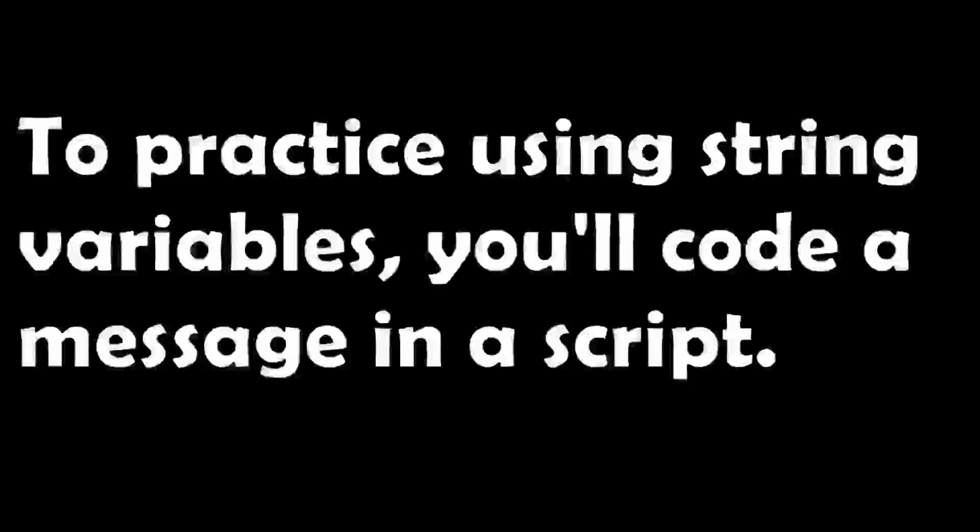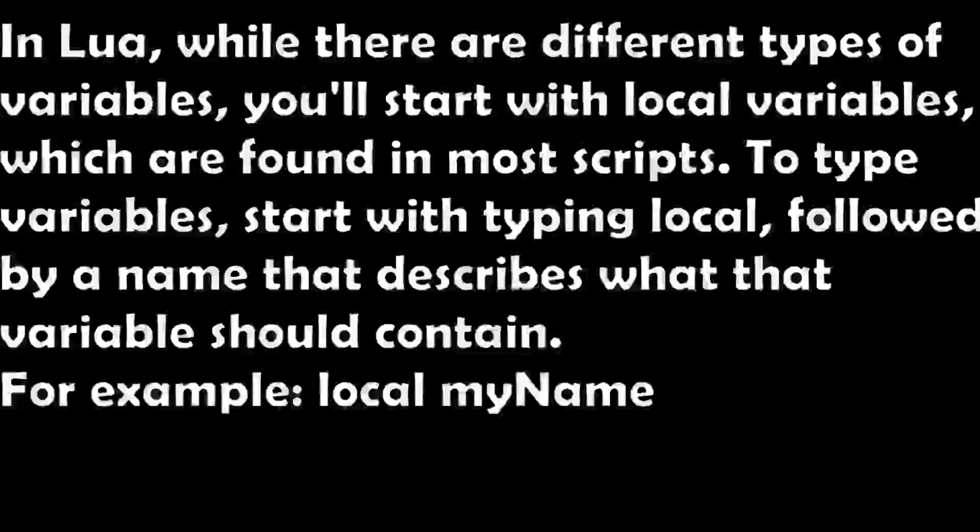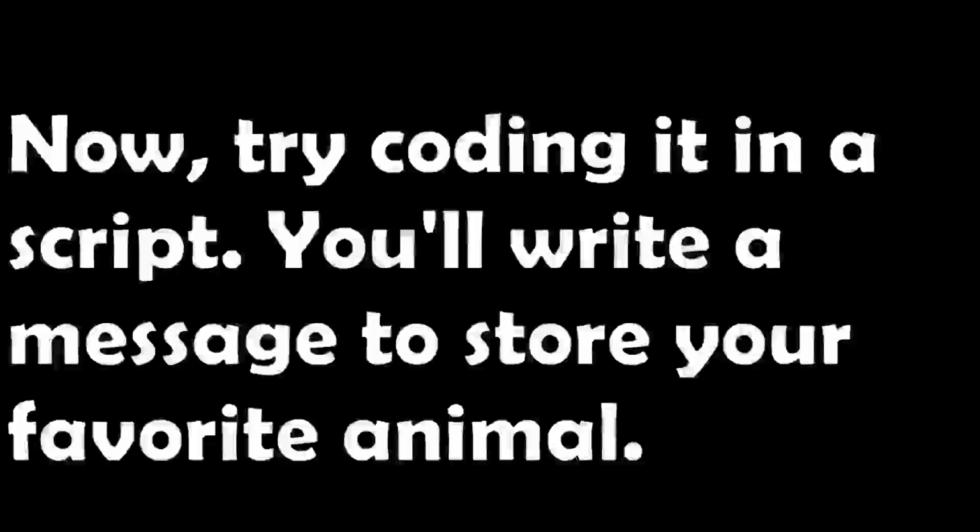To practice using string variables, you'll code a message in a script. In Lua, there are different types of variables. You'll start with local variables, which are found in most scripts. To type variables, start with typing local, followed by a name that describes what that variable should contain. For example, local minum. Now, try coding it in a script.